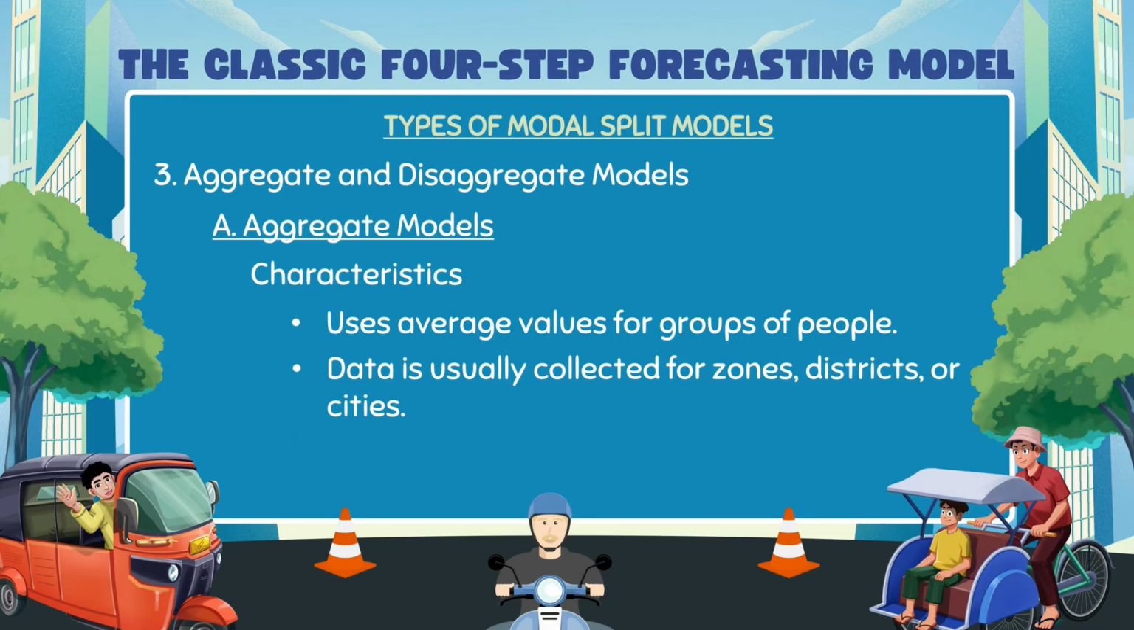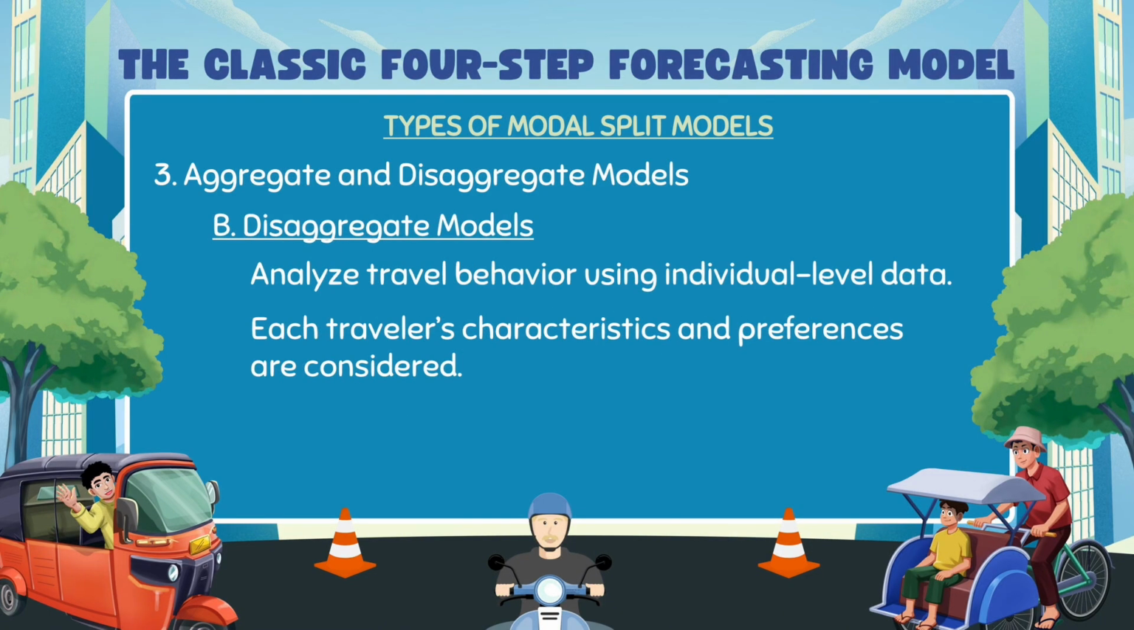And then the characteristics of aggregate models. It uses average values for groups of people, and data is usually collected for zones, districts, or cities. I will be discussing the classic 4-step forecasting model. So we have here the types of modal split models, the aggregate and disaggregate models.